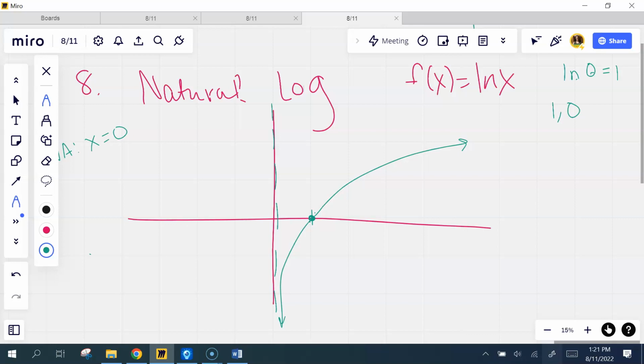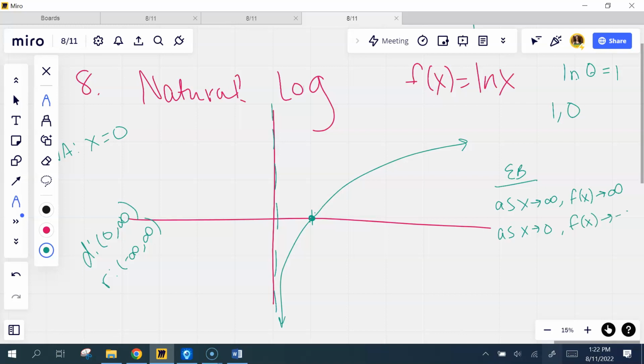How about domain? Yep. How about the range? Continuous? Yes, it is continuous. Bounded? No. How about end behavior? Okay. There you go. Does it show symmetry? No. Is it bounded? What do we say? No. The natural log function.